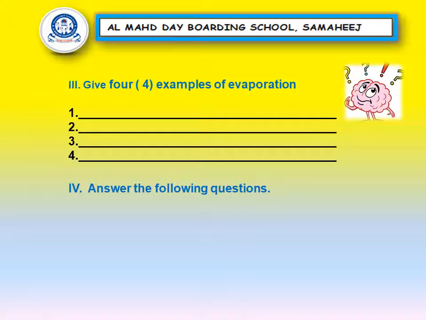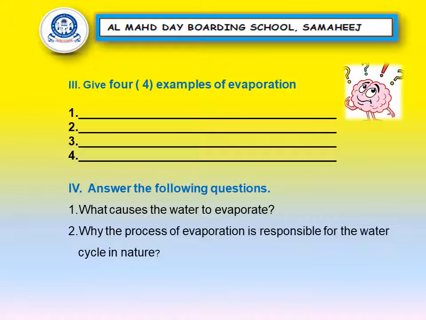Last part, answer the following questions. Number 1, what causes the water to evaporate? So what is the main factor why the water is evaporating? Number 2, why is the process of evaporation responsible for the water cycle in nature? So you're going to explain why the process of evaporation is very important for the water cycle in nature. That is for Assessment number 1. So you need to complete the 4 parts of Assessment number 1.